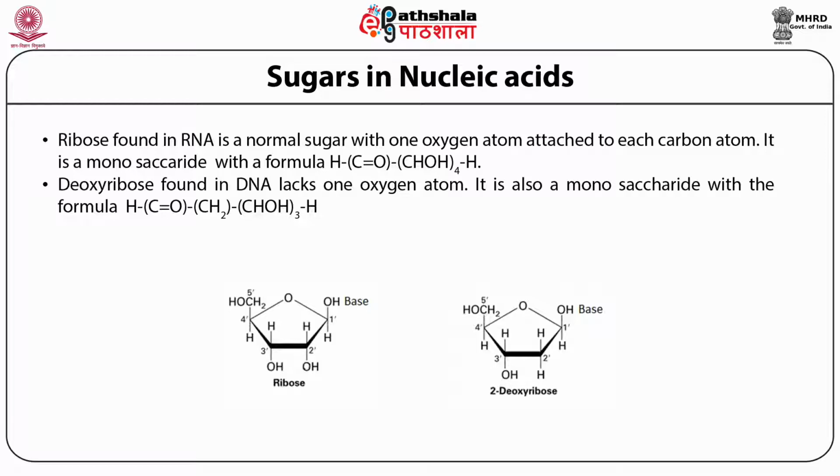Like it is C1' first carbon, C2' second carbon, C3' third carbon, C4' fourth carbon, and the CH2 group which is attached at the fourth position is labeled as C5'.